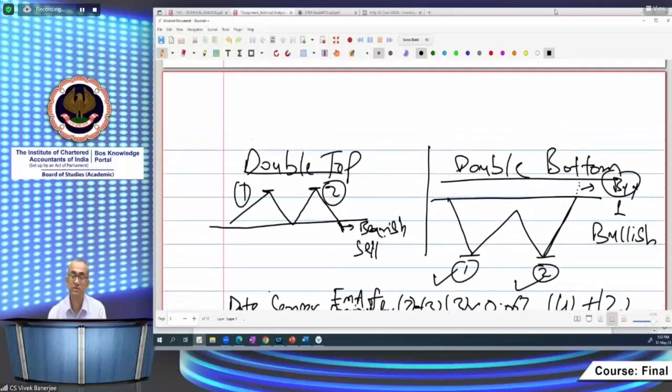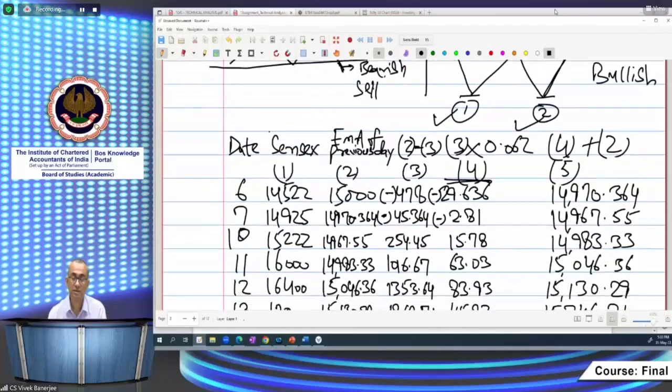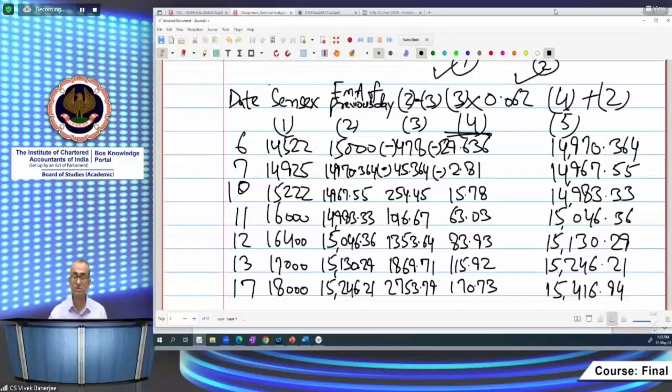So let us revise this question quickly, how we have proceeded with it. In your question, the date and Sensex are given. You have to prove the weak form of the efficient market hypothesis by doing a run test at 5% level of significance and 10% level of significance. So how to proceed with this question?